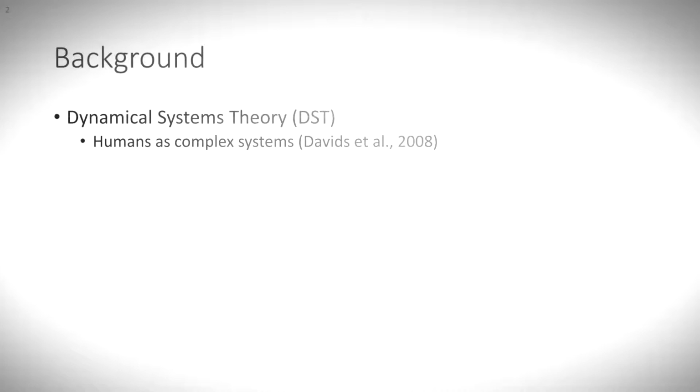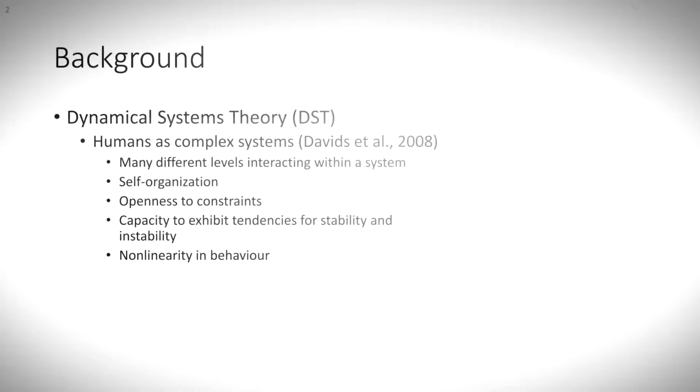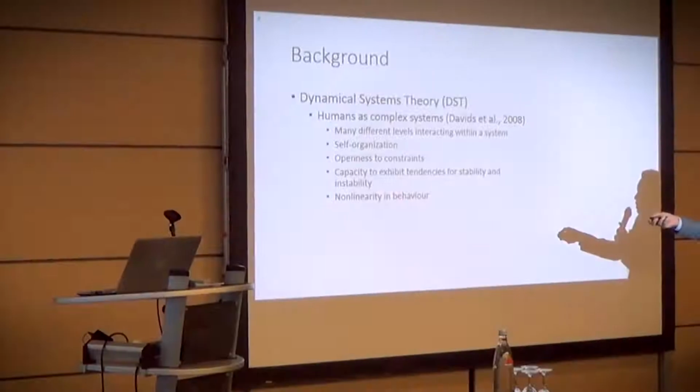Now, one of the theories that I am really drawn to is the Dynamical Systems Theory. This theory sees us humans as complex neurobiological systems on our own, and we have certain features or characteristics. I won't go through all of them, maybe I'll just cover a few.